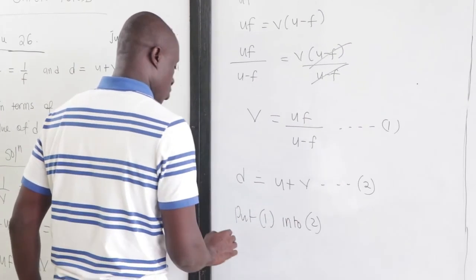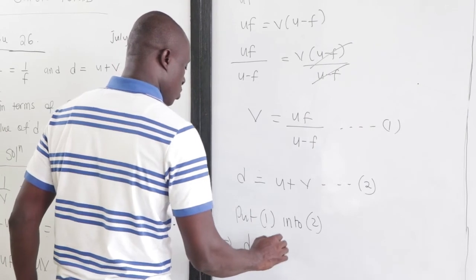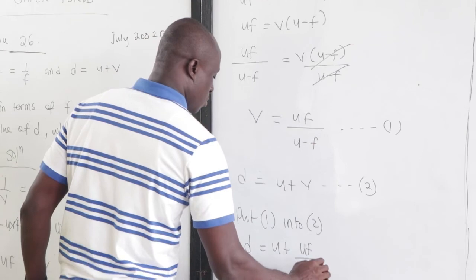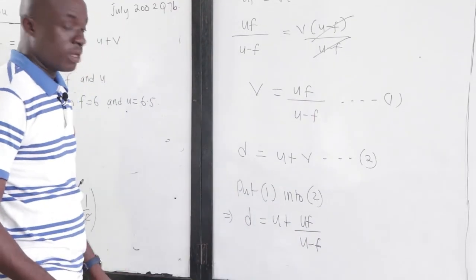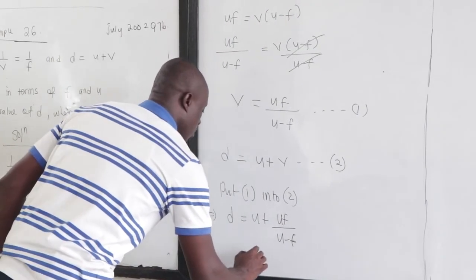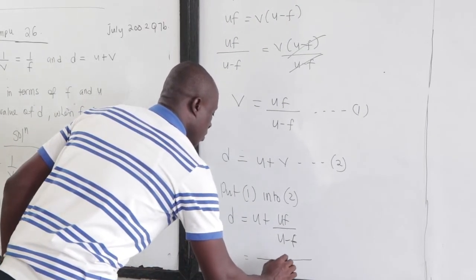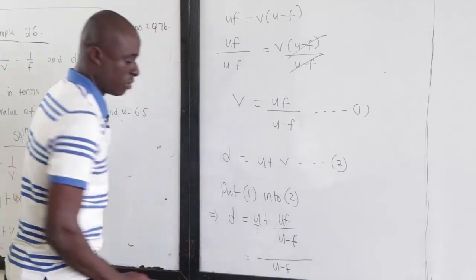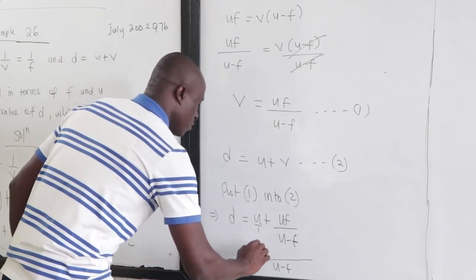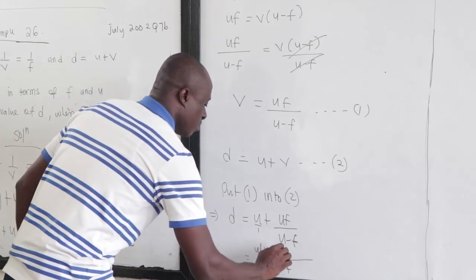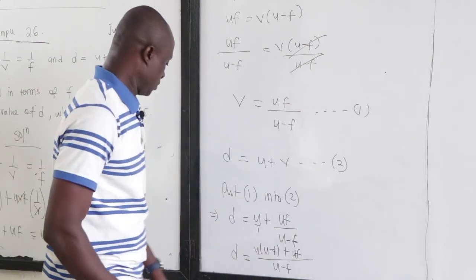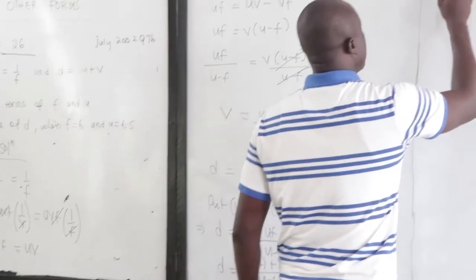So you can say put or substitute 1 into 2. This implies our d will be equal to u plus uf all over u minus f. Now from here we can find the LCM, and clearly what is our LCM? Our LCM is u minus f. Now this is over 1. 1 will go into u minus f how many times? u minus f times. So we have u multiplied by u minus f, plus this will cancel this, plus uf. That is our d.